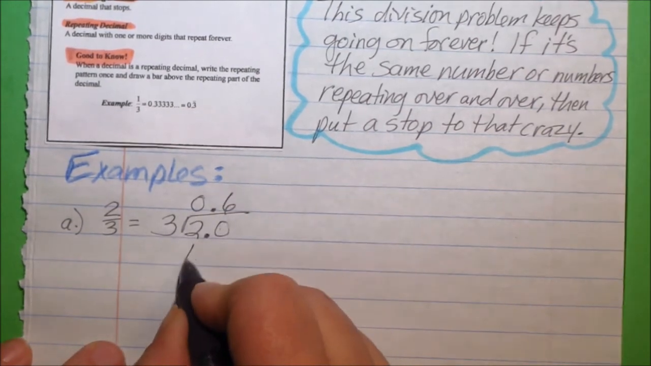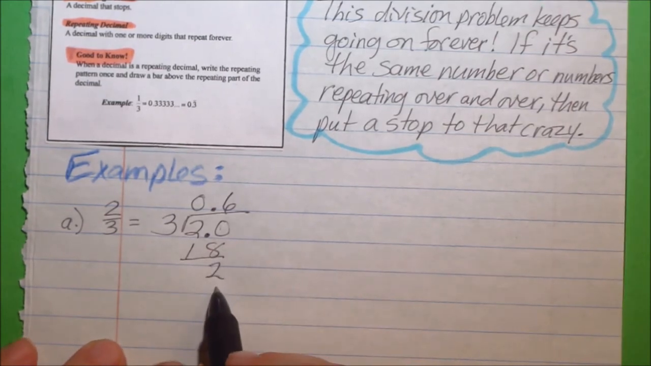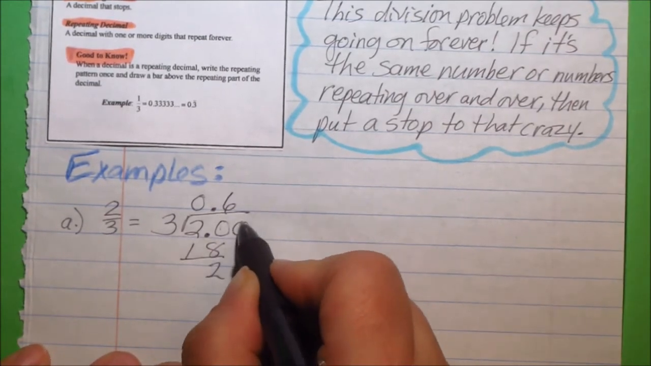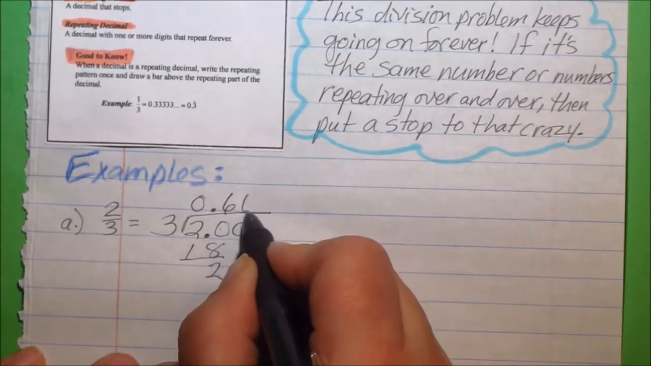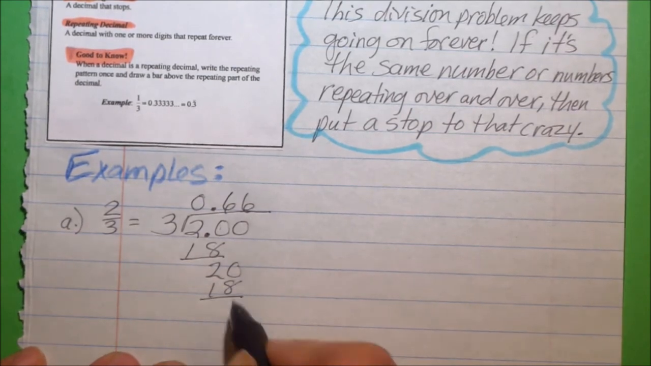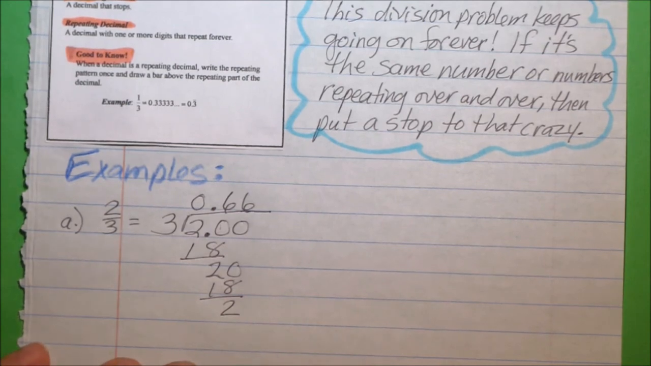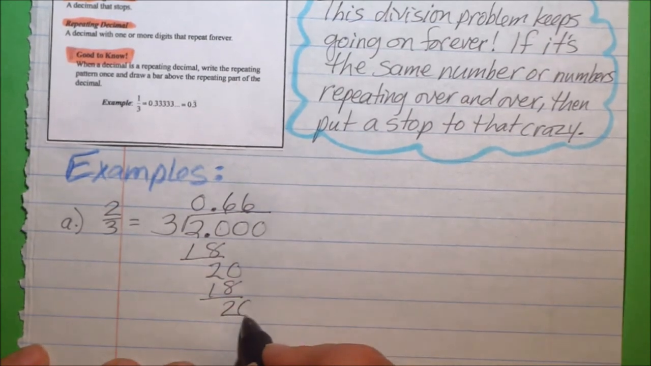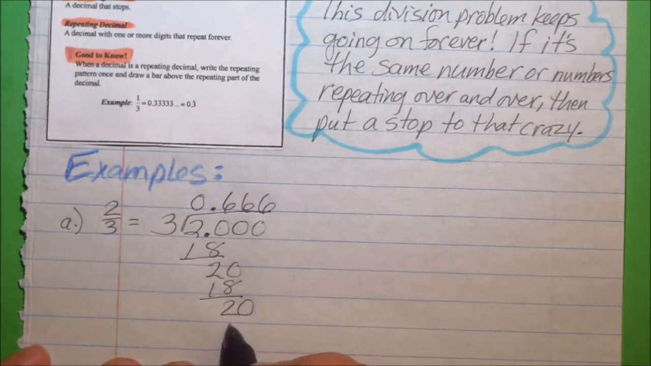6 times 3 is 18. When I subtract, I'm left with 2, not a 0, so I have to add another 0 and bring it down. Now 3 goes into 20 6 times. 6 times 3 is 18. You see a pattern now, and that leaves me with 2. So I have to add another 0 and bring it down. 3 goes into 20 6 times. 6 times 3 is 18, which leaves me with 2.